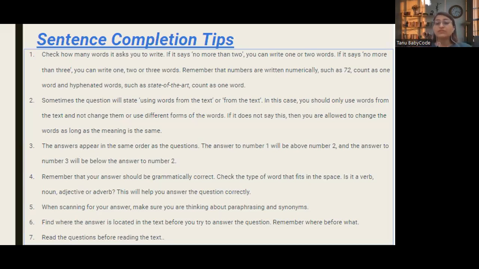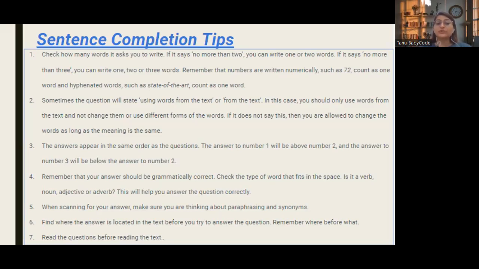Remember that numbers written numerically, such as 72, count as 1 word, right? Hyphenated words always count as 1 word. For example, state-of-the-art is counted as 1 word. Though there are 3 hyphens here, it will still be counted as 1 word.